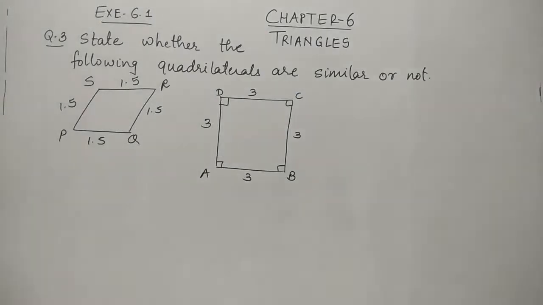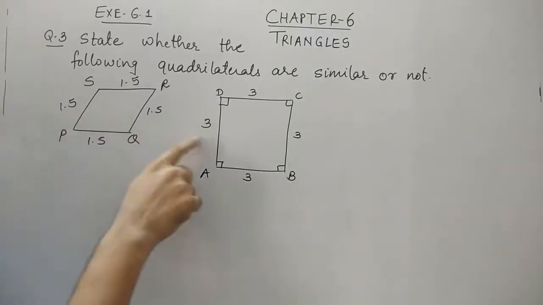Let's see the last question. We have to state whether the given two quadrilaterals are similar or not. So again we recall the definition of similar figures, that two conditions are there. The corresponding sides are in proportion and the corresponding angles are equal. So now look at the sides. You can see that it's 1.5 and 3.